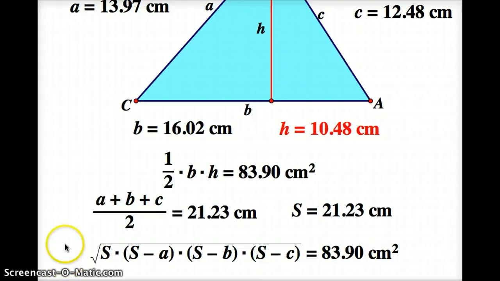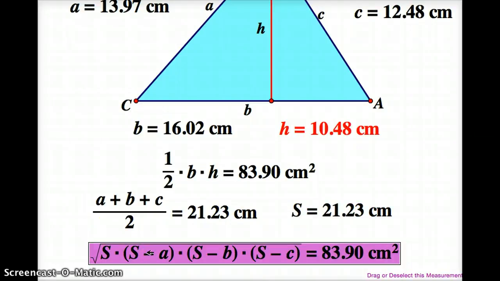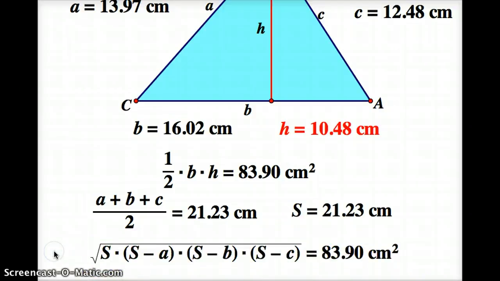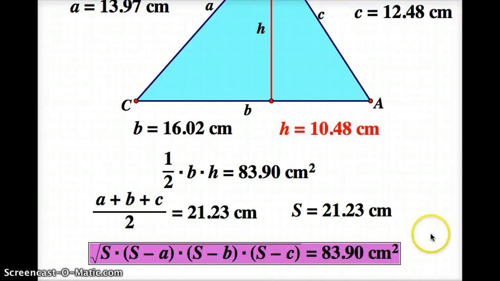Now what is Heron's formula about? Heron's formula says that if you compute S and then you apply S in the formula, which is what? The square root of 4 things. First of all, it's S. Then it's S minus A, which is the length of S minus the length of A. So I have S minus A, S minus B, S minus C. Now I asked the software program, Geometry Sketchpad, to compute that for me. So here's that number, 83.90.